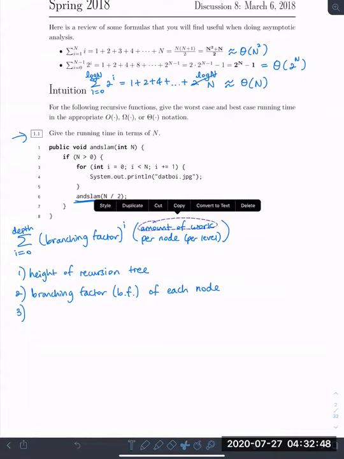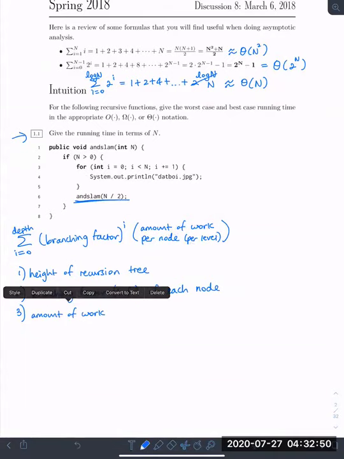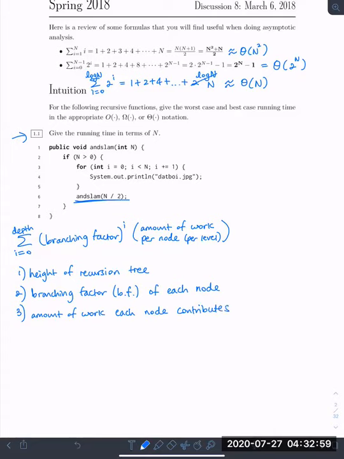Amount of work each node contributes relative, this is an important thing, relative to its input size, relative to its version of n.